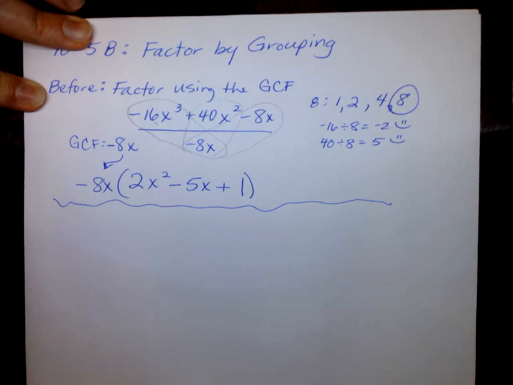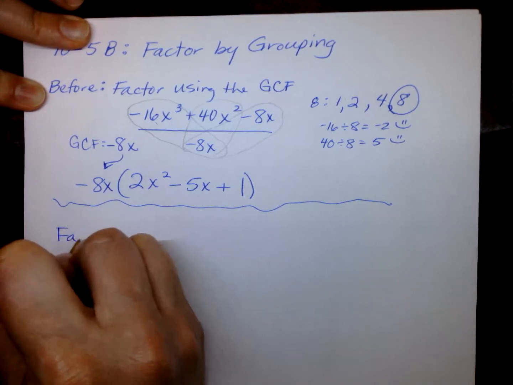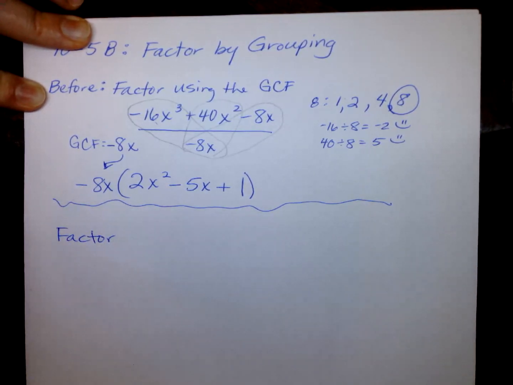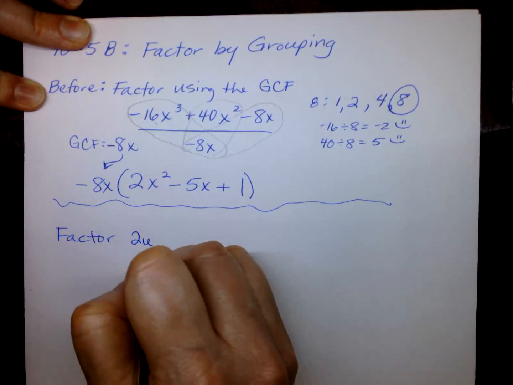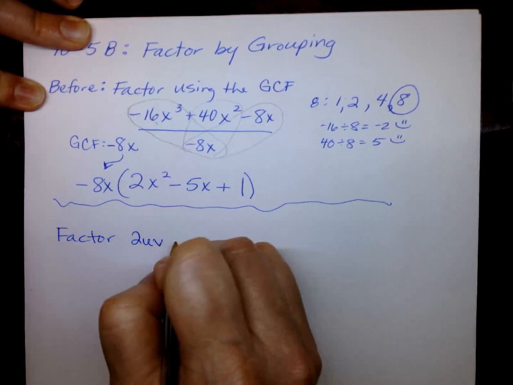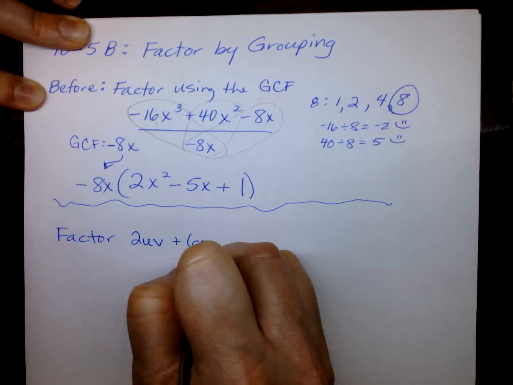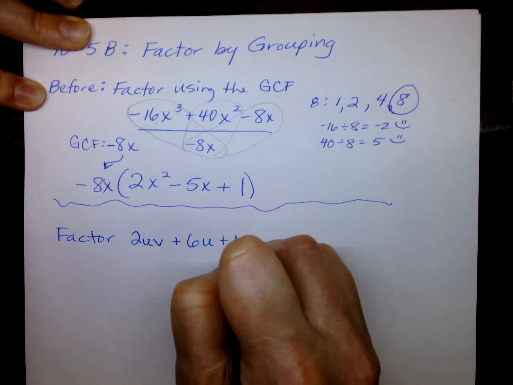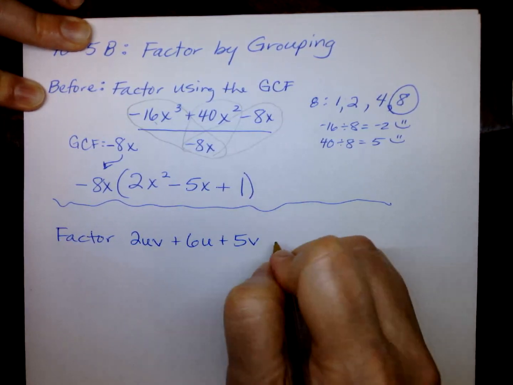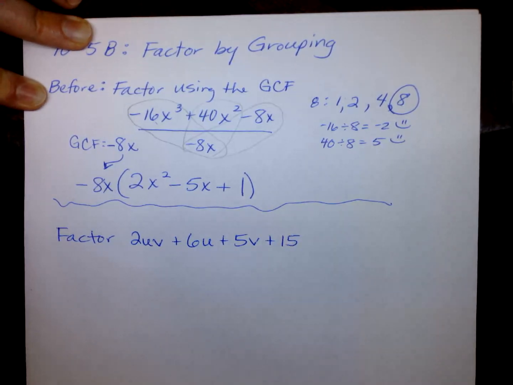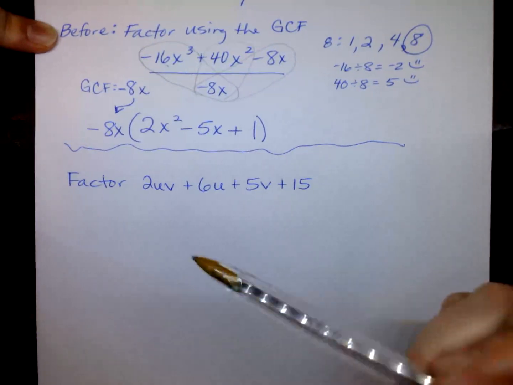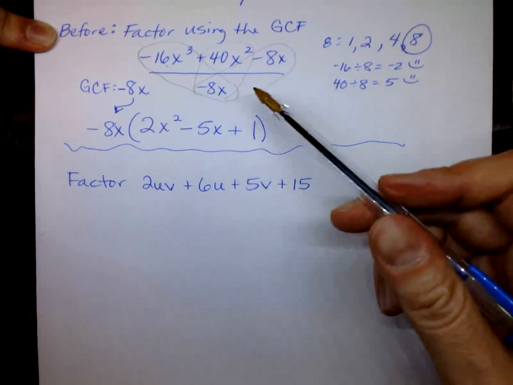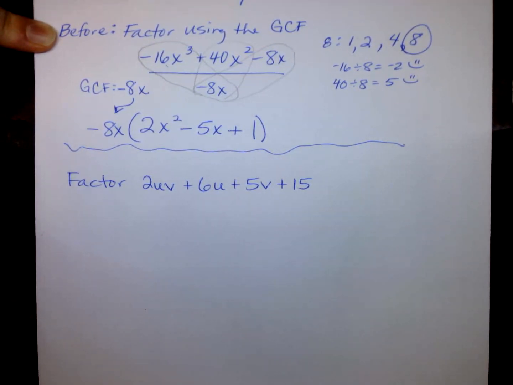The new problem I want to do is I want to factor 2uv plus 6u plus 5v plus 15. The first thing I want to ask myself is, what is different between this problem, the new one, and the one that we just did a minute ago, factoring with the GCF?